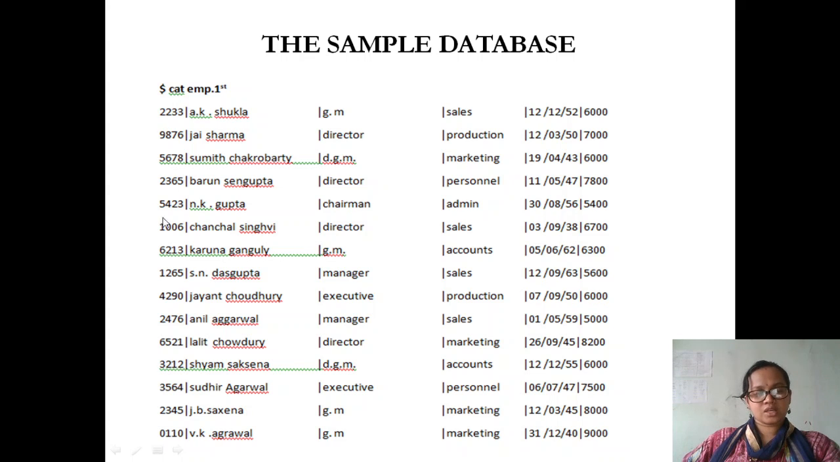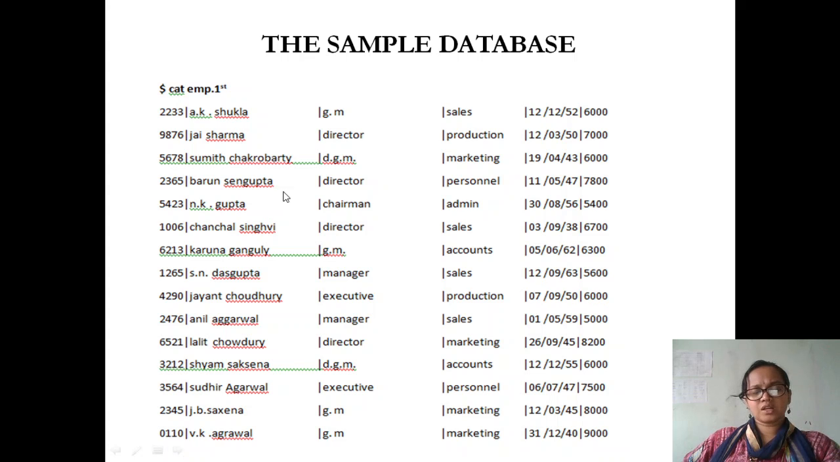Here you can see this is the employee ID, this is your first name and second name, this is your designation, next the department in which you are working, the date of joining, as well as your salary. All of these are organized in one single simple database. This is actually a text file designed in a fixed format containing personal details of the employees. You can check it out.